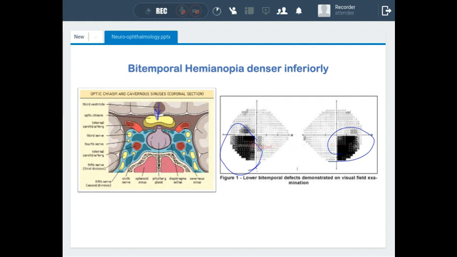So please concentrate. If it is in the nasal field of one eye and the temporal field of the other eye, this is a contralateral homonymous quadrantanopia. But in this condition, it is bitemporal on both sides.